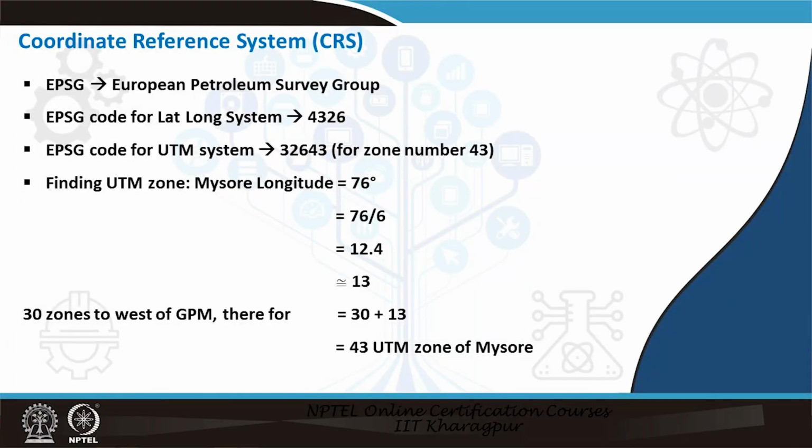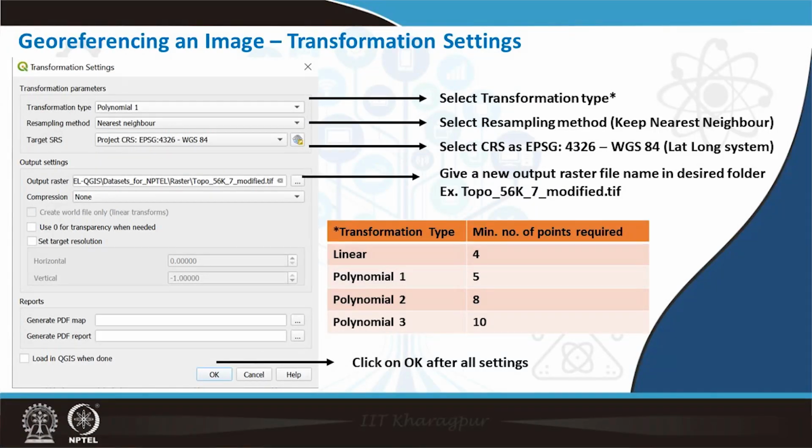Now suppose you have 4 points, then you can select a transformation type which is called linear. Suppose you have taken 5 points, then you can select the transformation type as polynomial. Similarly, if you have 8 points, you can take polynomial 2. If you have more than 10 points, you can take polynomial 3. These are different types of transformation which are available in QGIS.